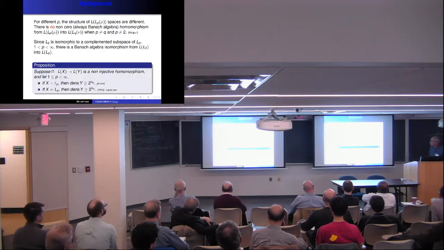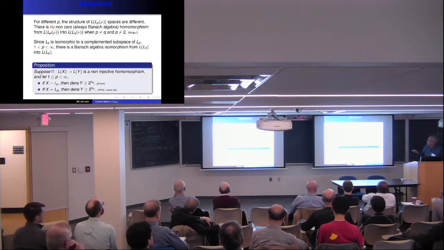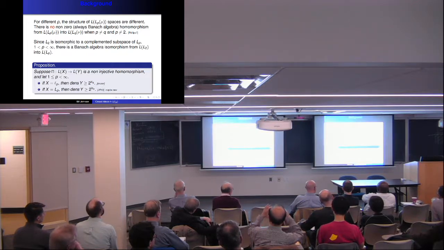So if you're trying to look at homomorphisms from Banach algebras on LP to Banach algebras on LQ, necessarily you need to keep P and Q the same. And that's even if you allow a change of measures here. So here's a proposition that's certainly partly known, I think not completely known until recently.